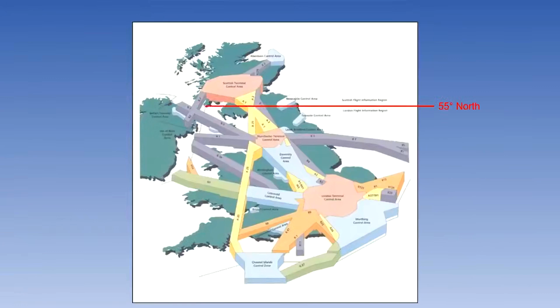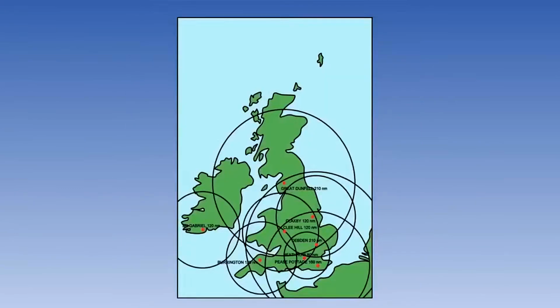The UK is divided into two regions, the London Area Control Centre and the Scottish Area Control Centre. The boundary is at 55 degrees north. Each centre uses a network of widely dispersed radars to improve coverage. This is the London Centre and this is the Scottish Centre.